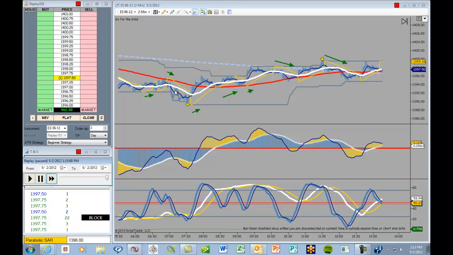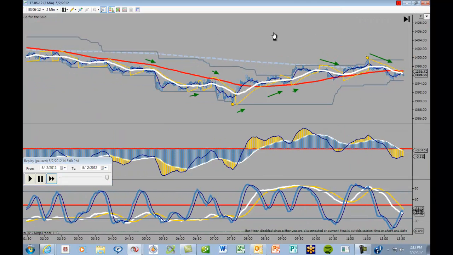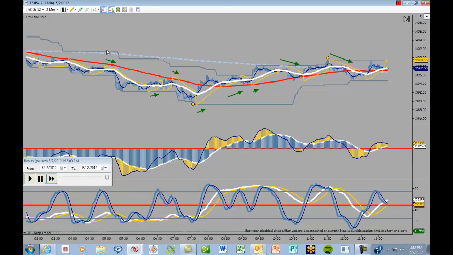So we ended up with 962.50. We didn't break a grand, but it's still a pretty respectable score for 3 contracts. And how many trades? 1, 2, 3, 4, 5, 6, 7, 8.